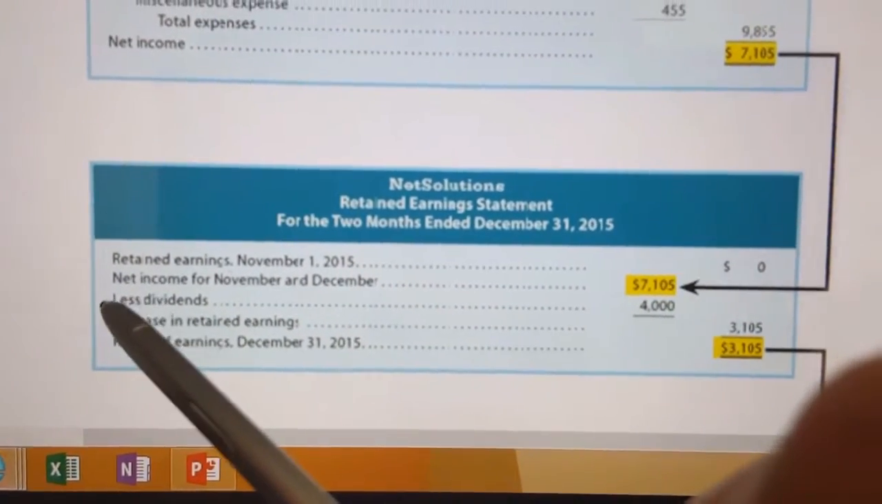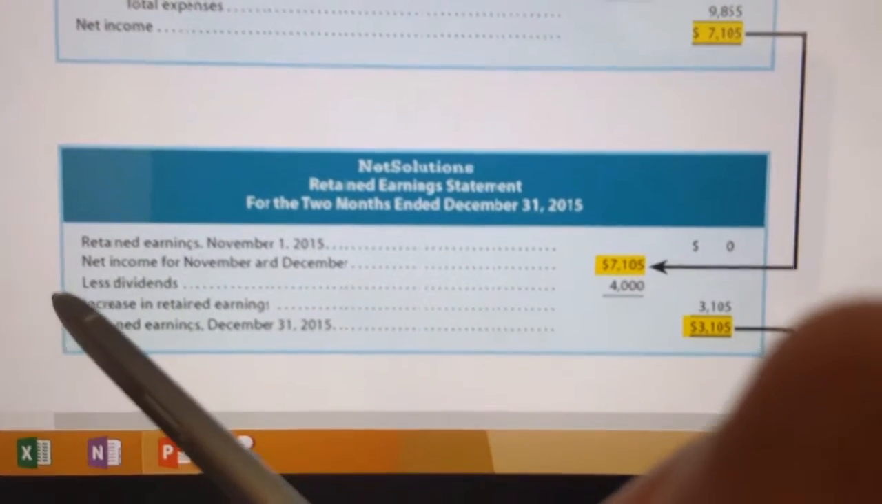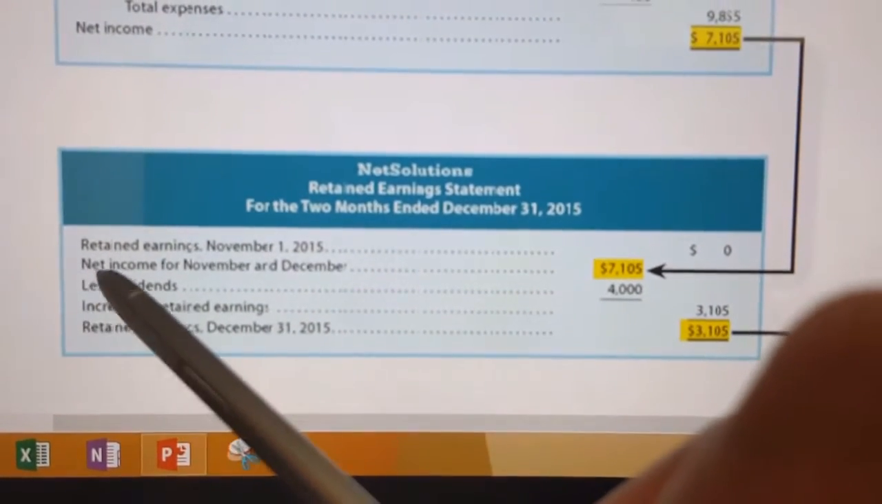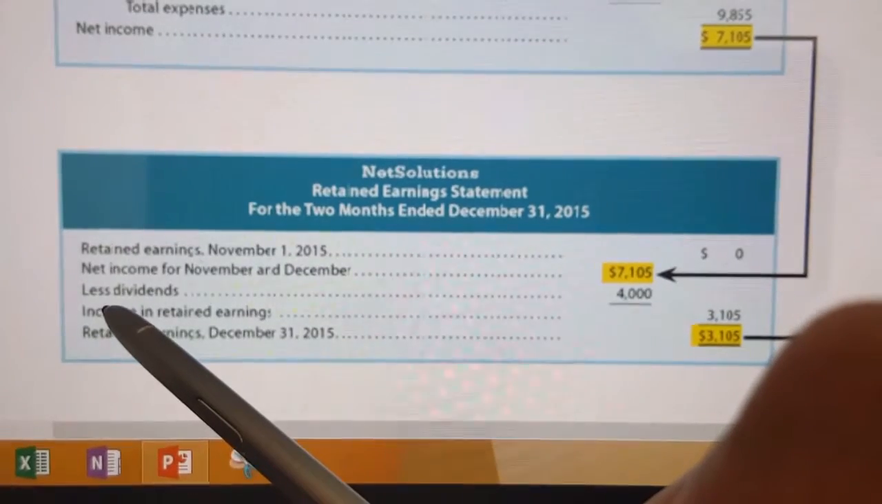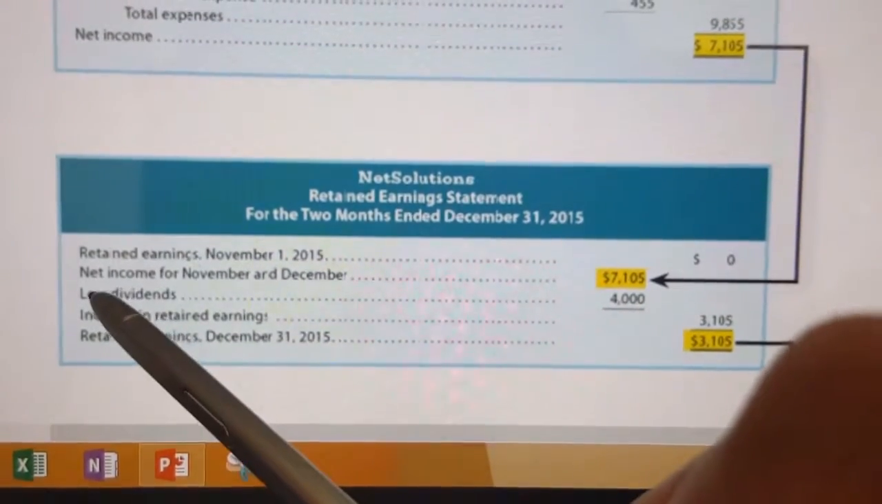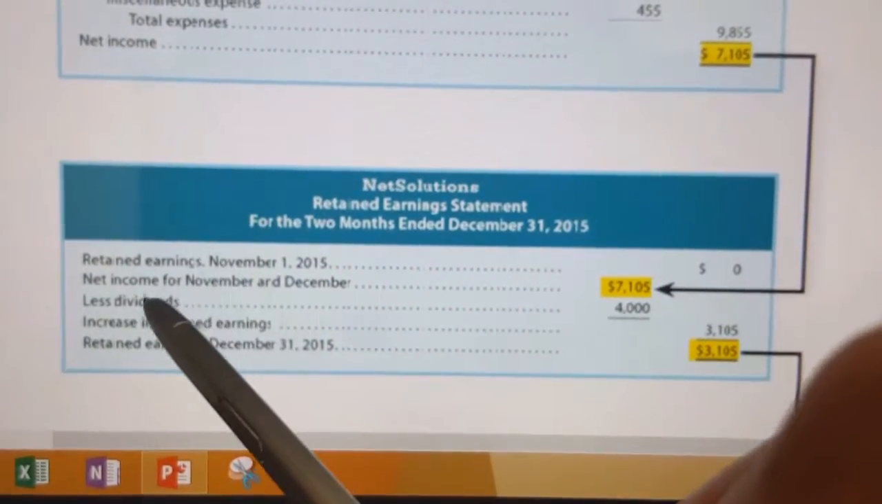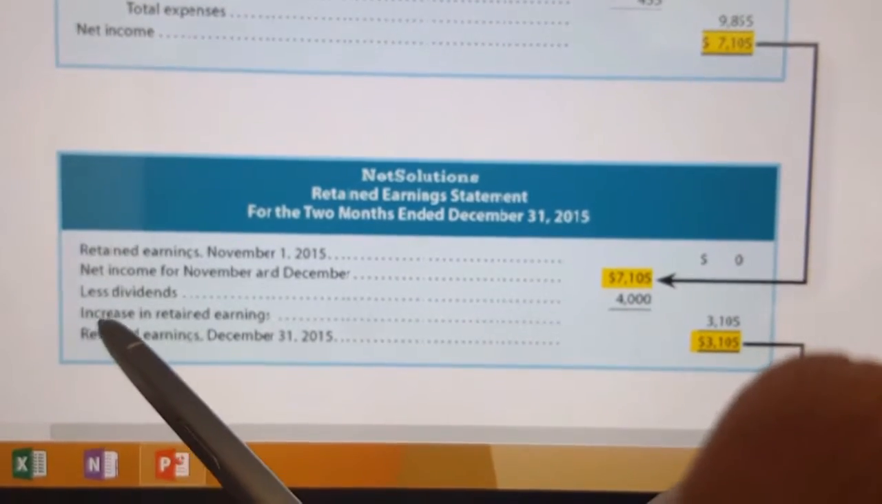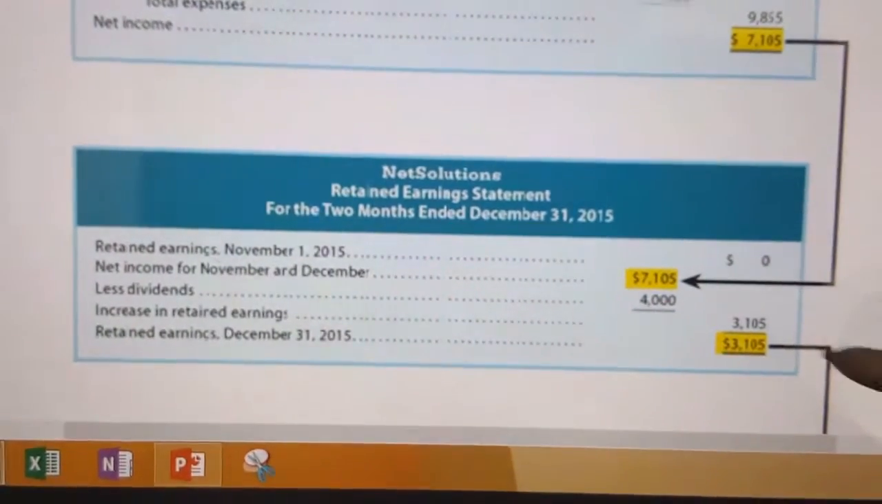So in this case, we don't say plus or minus, we say less, okay? We don't say minus, we say less. So it's going to be net income less dividends, and that gives us an increase. We have to label every number.